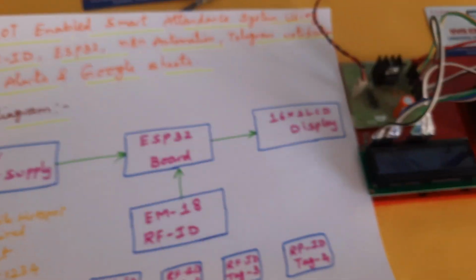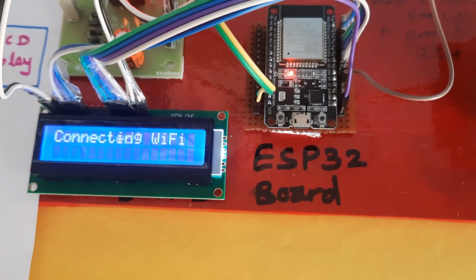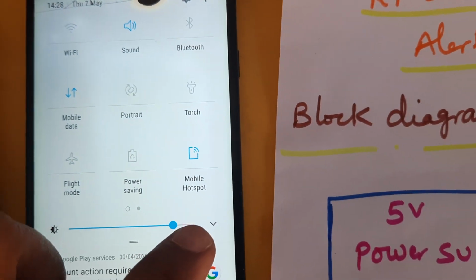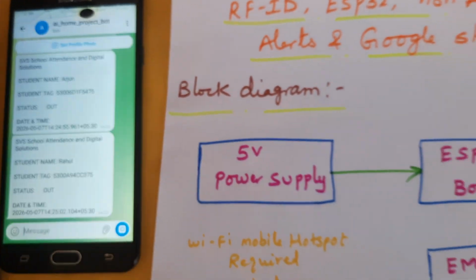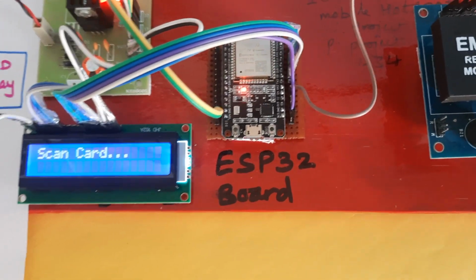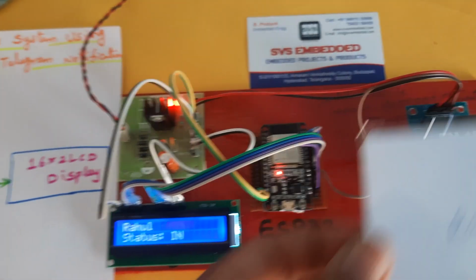Now power on. RFID based attendance system connecting. We are giving mobile data, a hotspot, since this device requires internet. We are providing mobile hotspot 4G internet to this module with a 2.4 GHz frequency. Scan your RFID card. Now I am going to scan the RFID card.